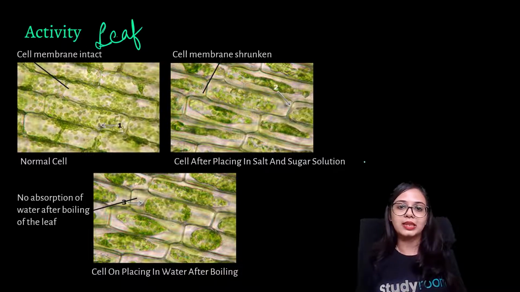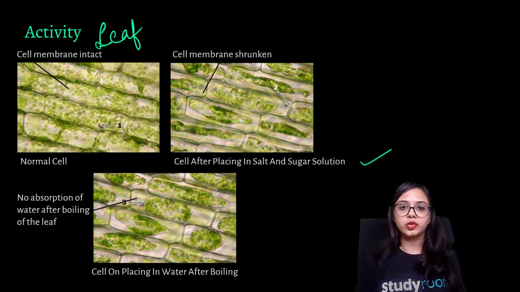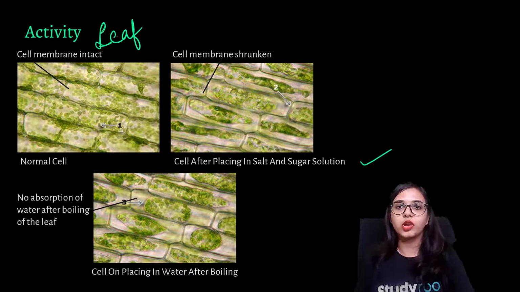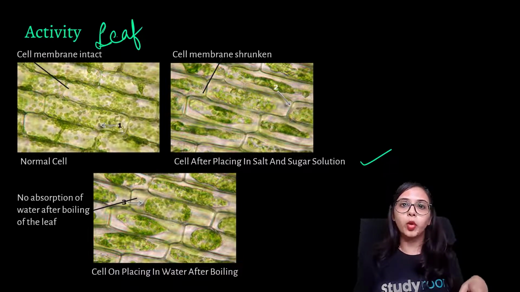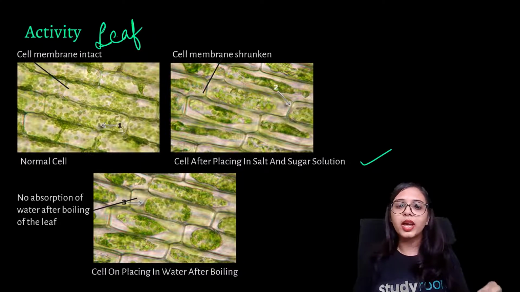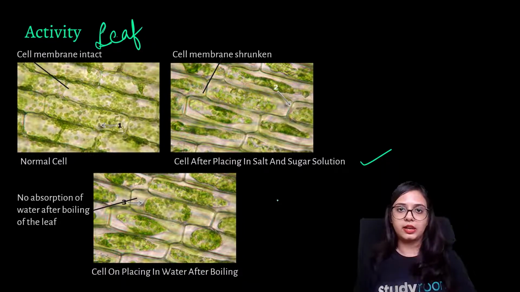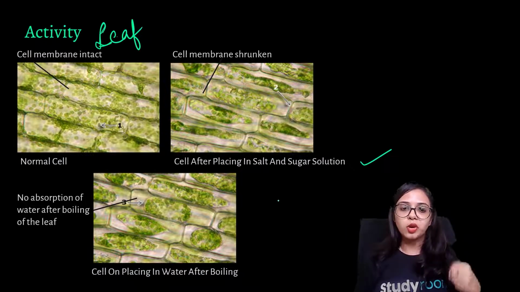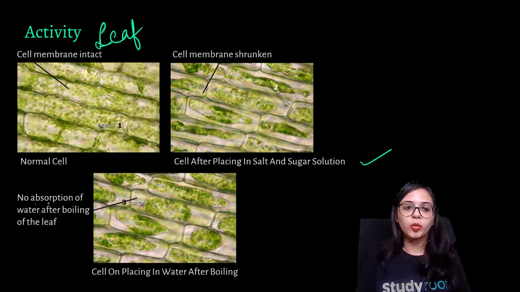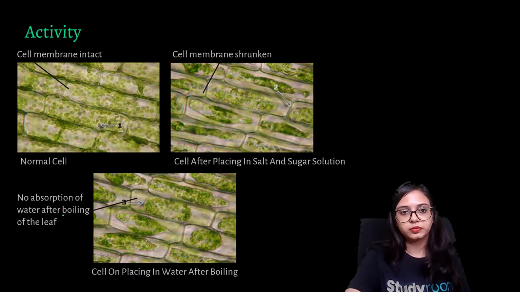So when you put that cell in a salt or a sugar solution, you have seen that the cell membrane has shrunken because it has lost some water. And when you have put it in boiling water, although it has now been put in a place where there is a high concentration of solvent molecules, because the water is boiling water, it has naturally killed the cells. Once everything is deadened, the process of osmosis is not occurring. That means water is not going inside the cell. That is why there is no absorption of water after boiling of the leaf. So what do we observe?